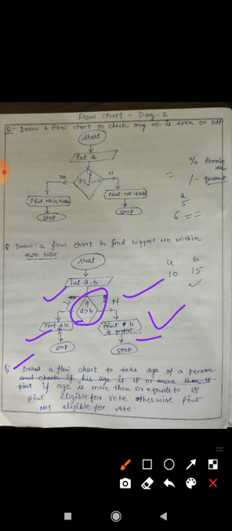Next one you will do: draw a flow chart to take the age of a person. Means what will you store in A? Age. Age can be assumed to be anything. If age is more than or equals to 18, then print output eligible for vote, and otherwise not eligible for vote. If it is 18 or more than 18, then what will be the output? Eligible for vote. Suppose the condition is wrong, means less than 18, then what will be the output? Not eligible for vote.